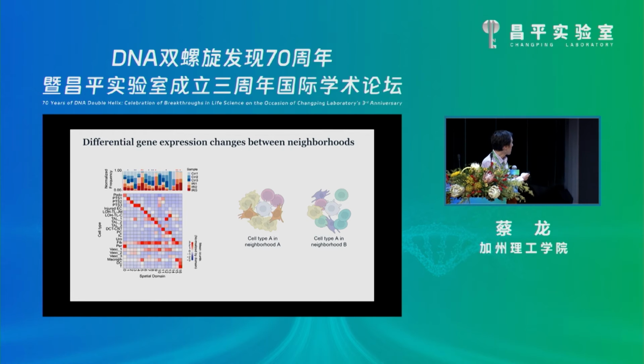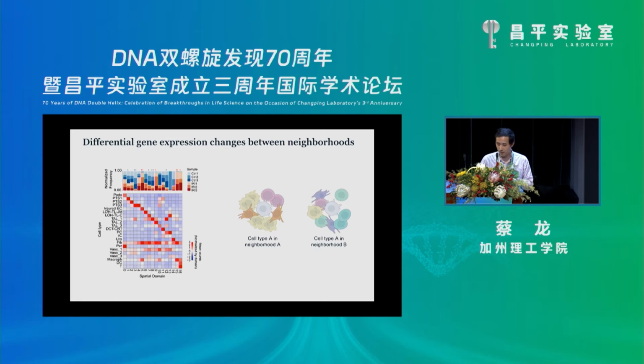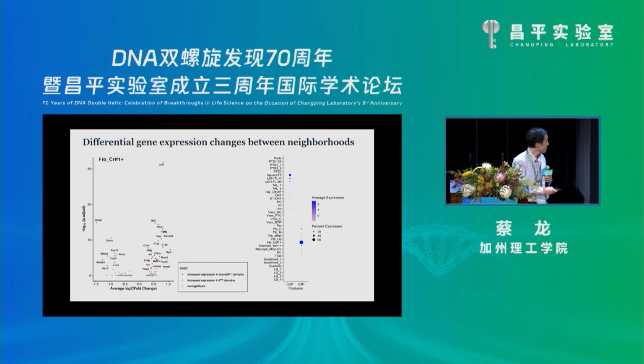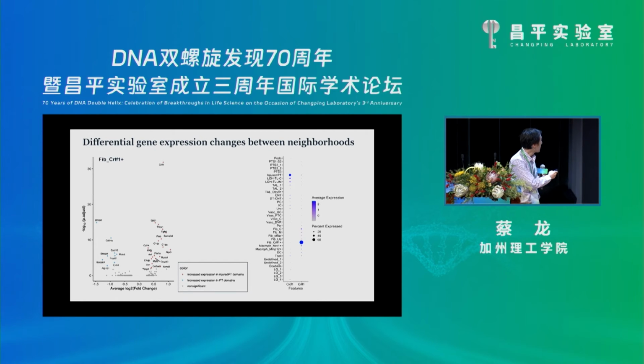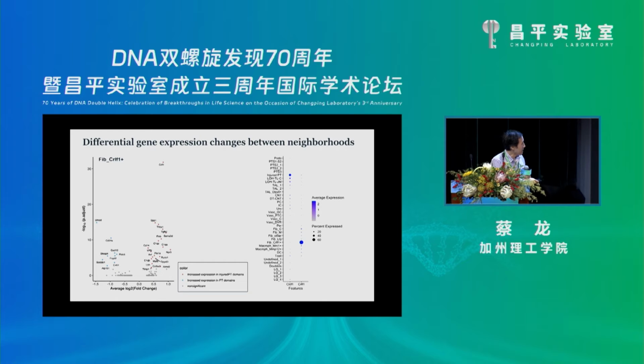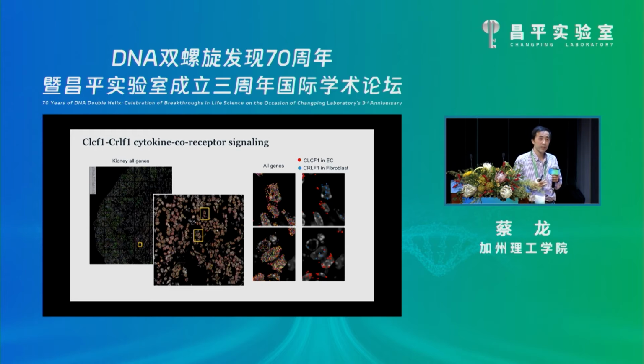Particularly in this neighborhood where there's a lot of injured cells, how does this expression pattern differ compared to other fibroblasts? And we see that indeed there's quite a number of genes upregulated in the fibroblasts near the injured cells, particularly this gene, CRLF1, which is a cytokine receptor. And you can see that not only does the fibroblast express this gene, but that the corresponding ligand, CLCF1, the cytokine, is expressed strongly in the injured population. This is actually very clear from the data itself.